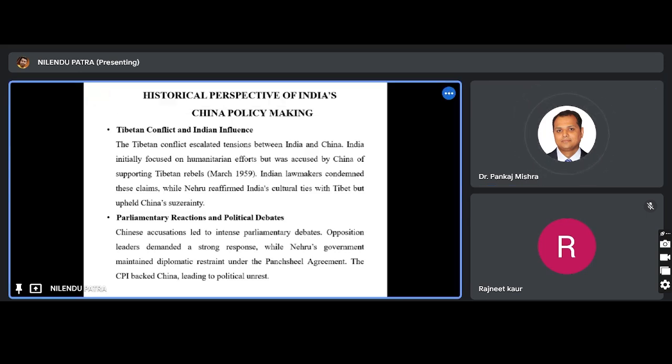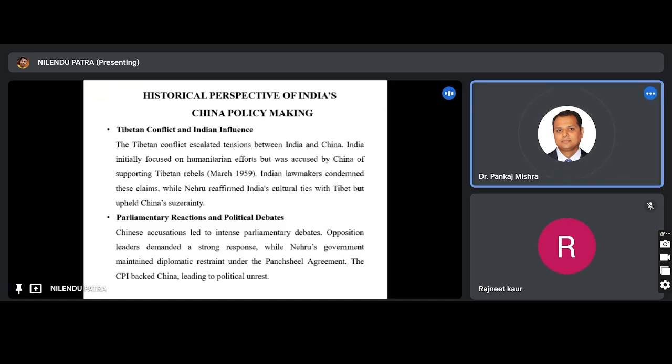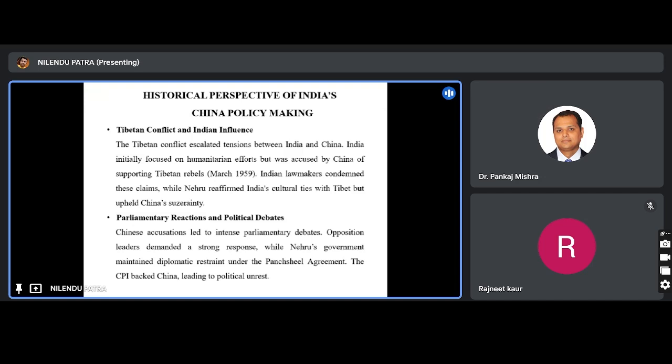The Tibetan conflict and Indian influence. The Tibetan conflict escalated tensions between India and China. India initially focused on diplomatic efforts, but was accused by China of supporting Tibetan rebels. In March 1959, Indian lawmakers condemned these claims. While Nehru acknowledged India's cultural ties with Tibet, he upheld China's suzerainty.